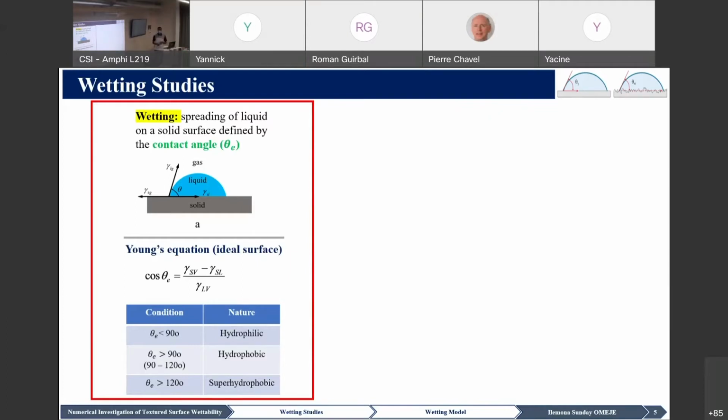A scientist called Thomas Young described an equation which can be used to describe the properties of a liquid on a solid surface. His equation describes an ideal surface. The properties he defined are the hydrophilic, hydrophobic, superhydrophobic, and superhydrophilic properties. And these properties have been used for decades to describe wettability on a surface.